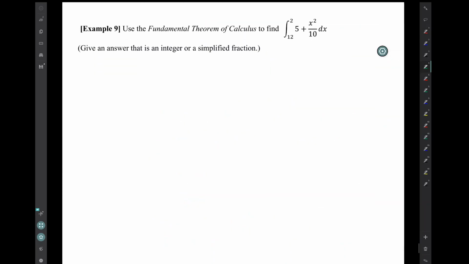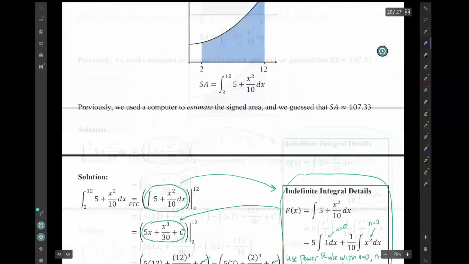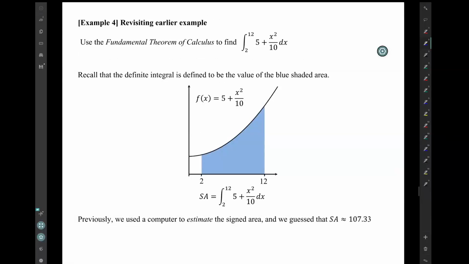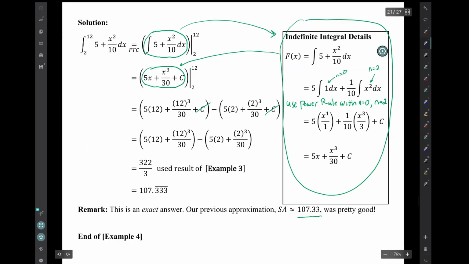Example 9. Use the fundamental theorem of calculus to find this definite integral. Well, that's very similar to the definite integral that we've already done. We found this definite integral, the integral of 5 plus x squared over 10 from 2 to 12. And we got this result, 322 over 3, which can be written as a repeating decimal, 107.333 with bar over it.